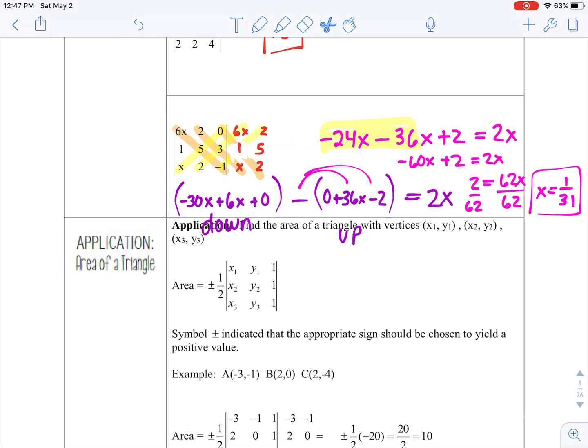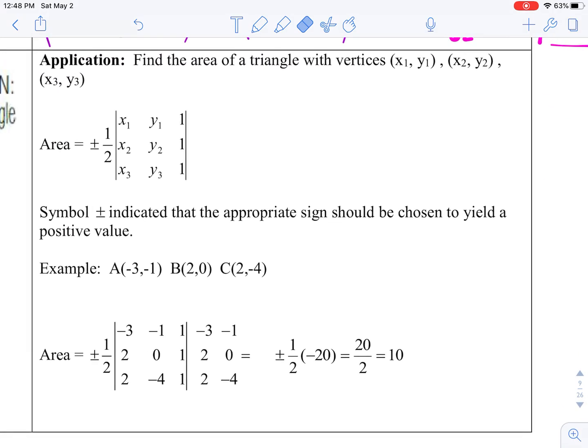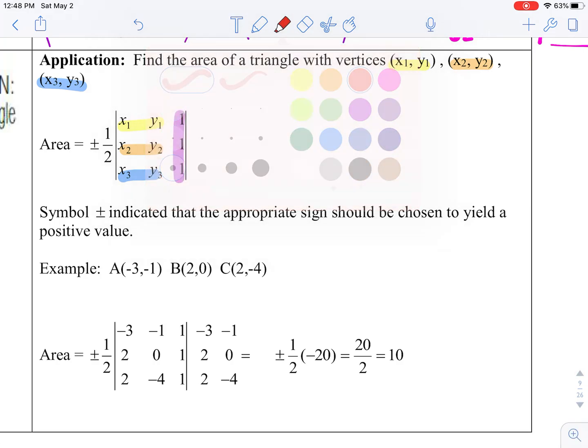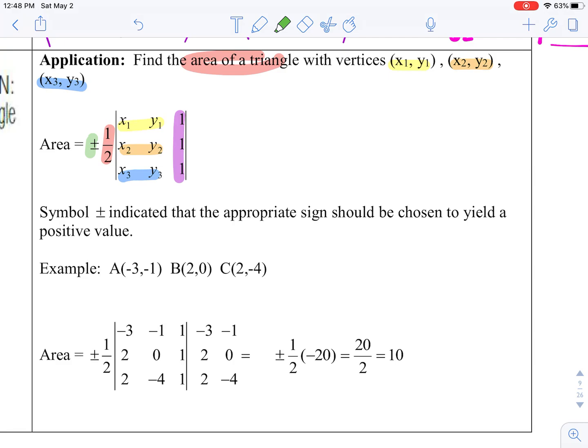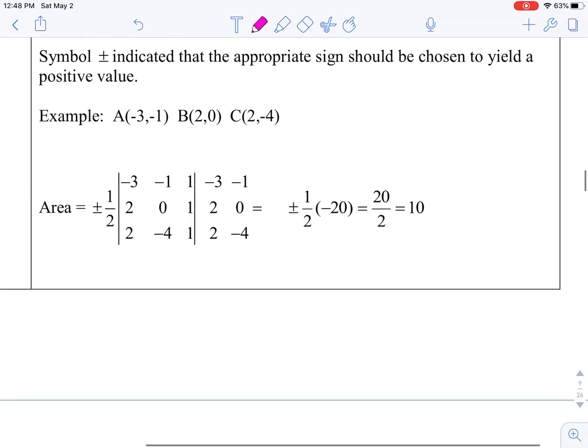Now the next thing we have is an application. It's going to be helping us find the area of a triangle with vertices. Now notice, basically they're just taking the vertices and writing them next to each other, and then putting ones in that last row, or last column. In front, there's a 1/2, probably because you're remembering area of a triangle is 1/2 base times height. And then they use a plus or minus. Area should always be positive, so we're going to take whatever makes this problem positive in the end.